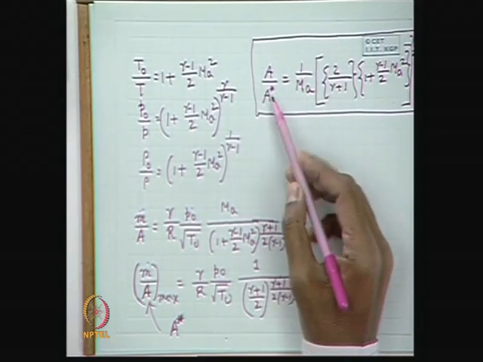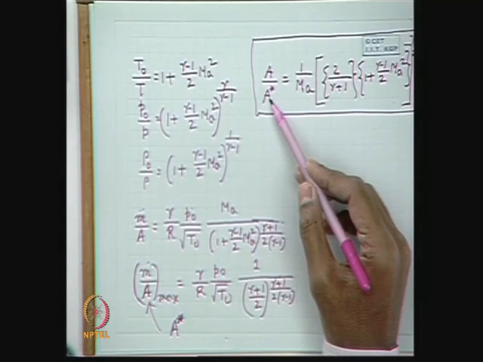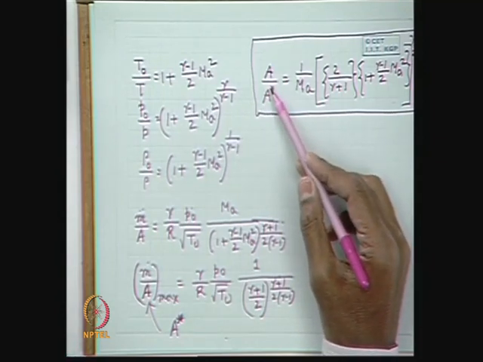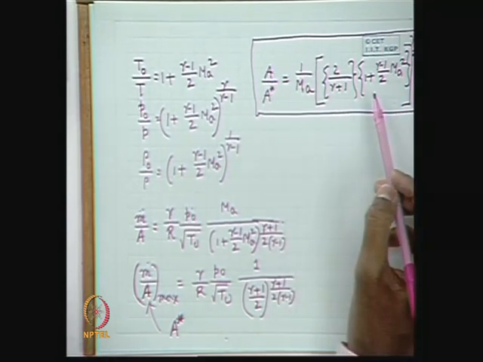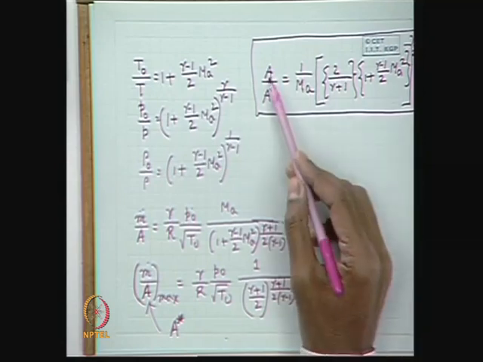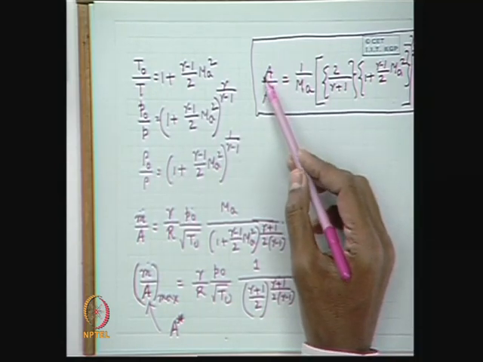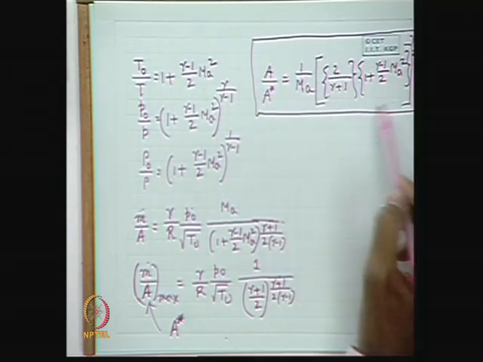That means this is the relationship between A, the area at any section of a duct, to A star, where A star represents the area where the sonic condition is reached, M equal to 1. So if you put M equal to 1, this A by A star becomes 1. So A by A star is used here as a reference area to normalize the area at any section. So A by A star is a function of Mach number.